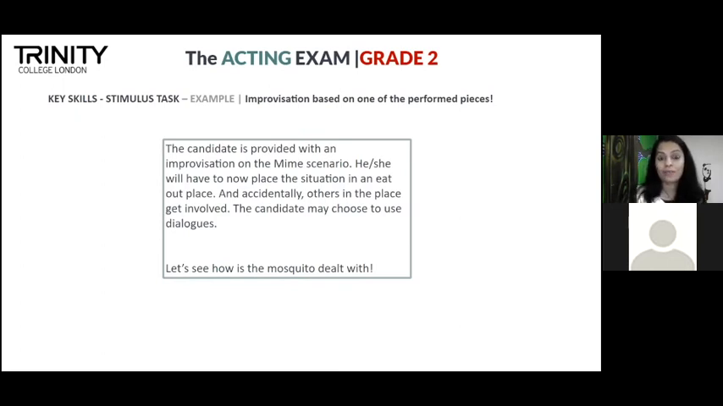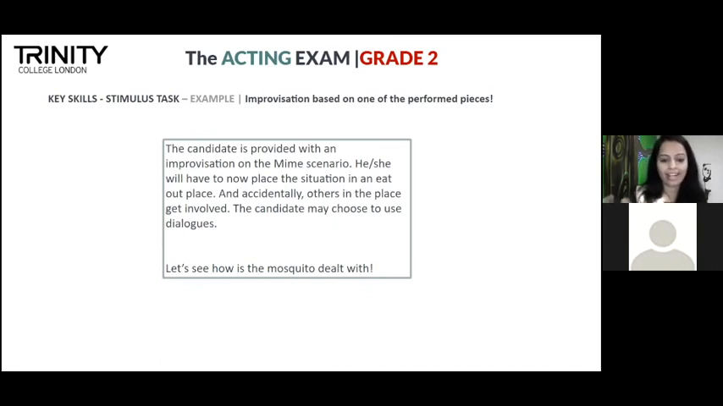And yeah, so let's see how the mosquito is dealt with. Now when the candidate is in an eat out place, he or she has to be very conscious about the people who are around. He can either scream and call the manager and say, "Oh my God, what is this? Why is there a fly in the eat out place?" Or else choose to quietly handle the situation.